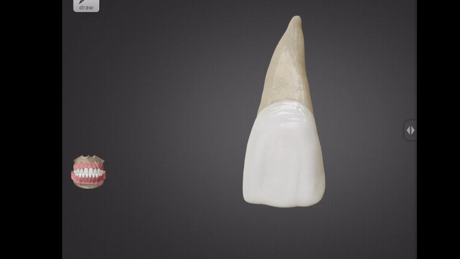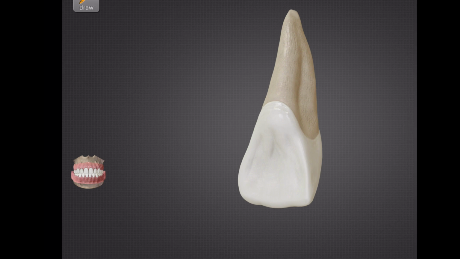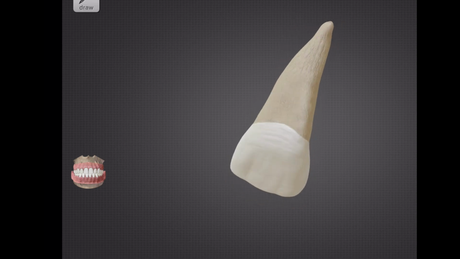Good day. The topic for today will be the tooth anatomical landmarks. The landmarks are divided into two: elevated and depressed landmarks. For your elevated, first you have your dental lobe.